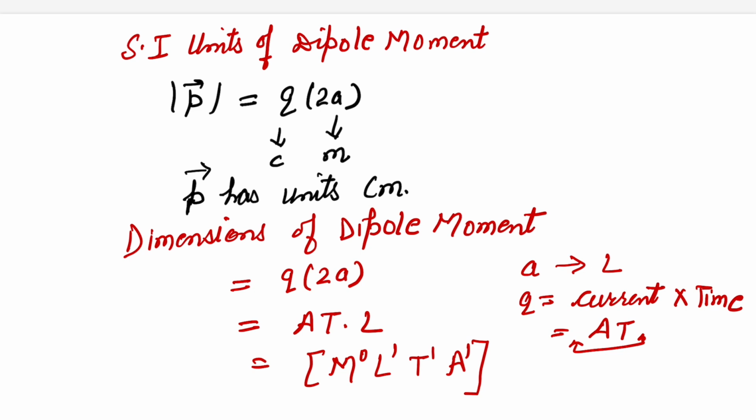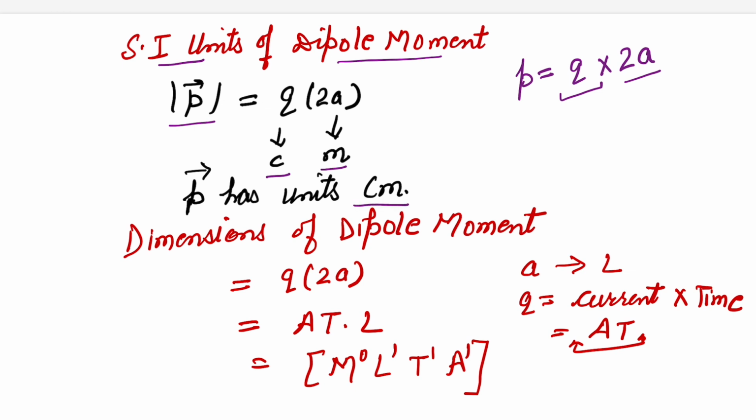Let us look at the SI units of dipole moment. As we wrote, dipole moment is the product of charge and the distance between them. We know that the SI unit for charge is coulomb, and for the distance 2a the unit is meter. So the dipole moment has units coulomb into meter.